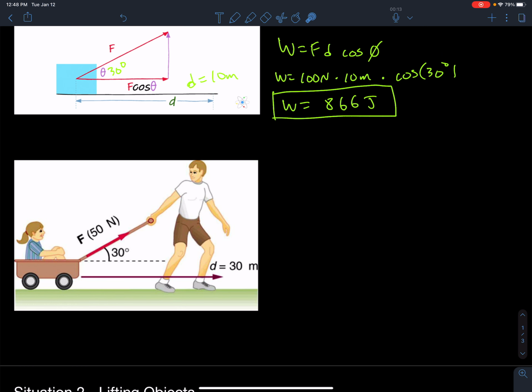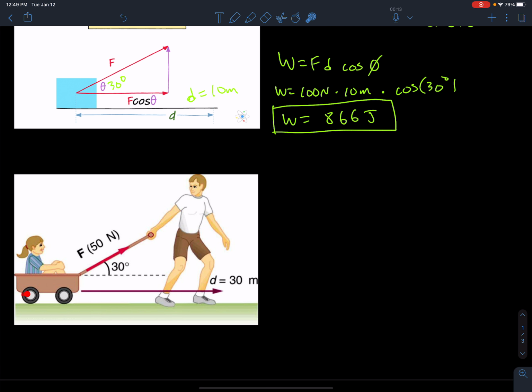Okay, so here is another question, the same situation. This man is pulling his daughter with a 50 newton force at an angle of 30 degrees, and he's pulling her for a total distance of 30 meters. So if I wanted to calculate the work, just pause this and see if you can do that. All right, so notice that he's pulling with 50 newtons, despite the fact that she might have a weight of 500 newtons. He's able to move her because there are wheels and quite low friction, so I don't have to worry about factoring in friction. The force that he's pulling with is the force that I'm going to work with.